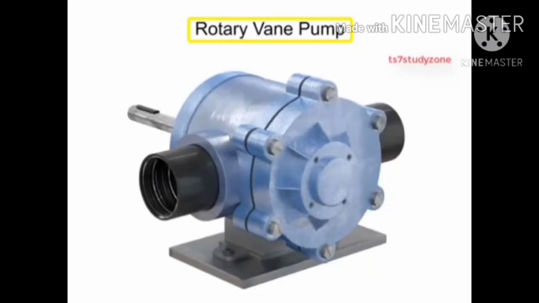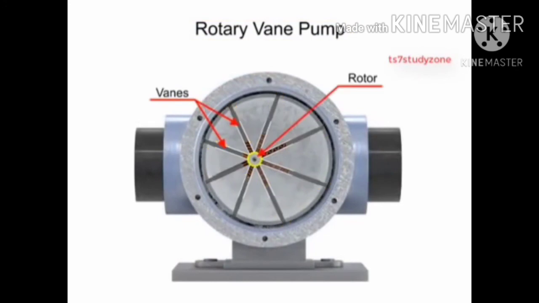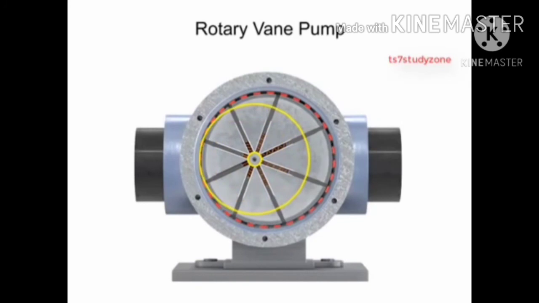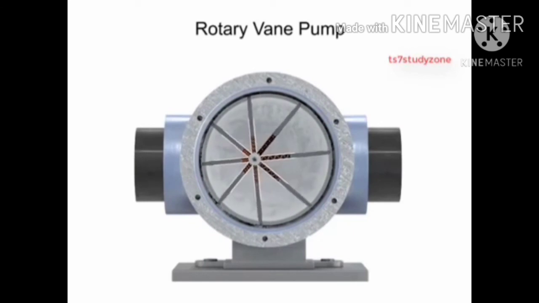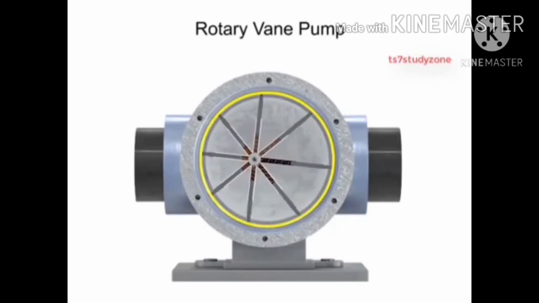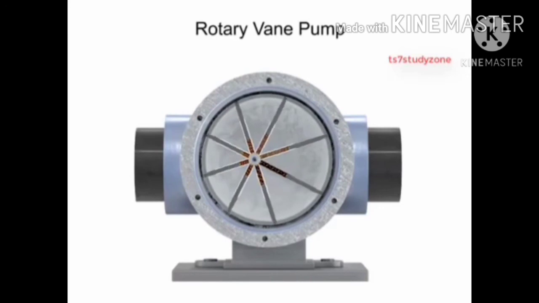I am going to explain about the rotary vane pump. A rotary vane pump is a positive displacement pump that consists of vanes mounted to a rotor. The vanes are offset from the center, and as the shaft rotates, the variable length vanes slide in and out to maintain contact with the pump housing. The tension of the vanes is maintained by either a spring or hydraulic pressure.